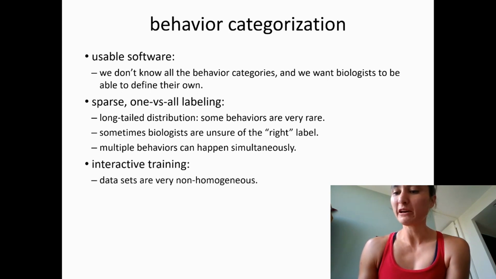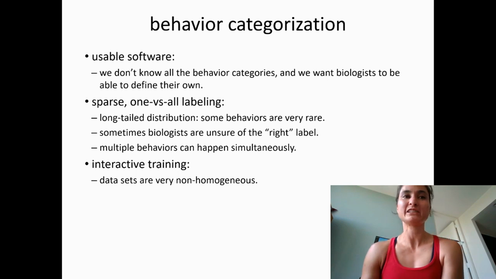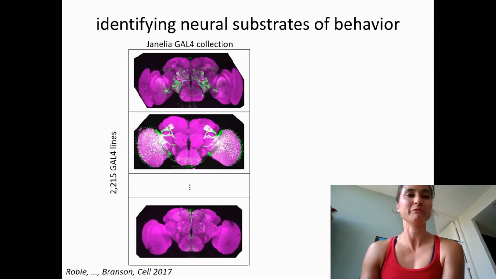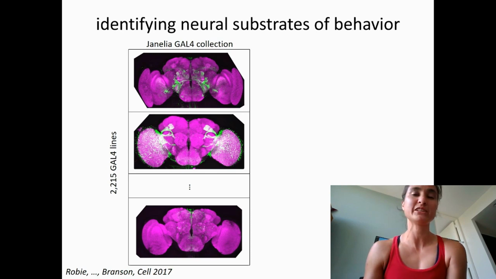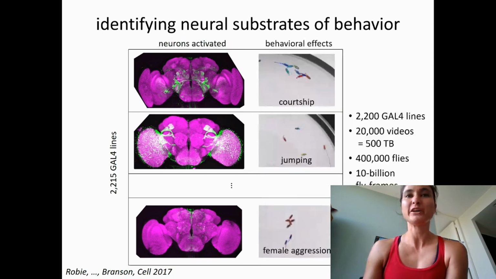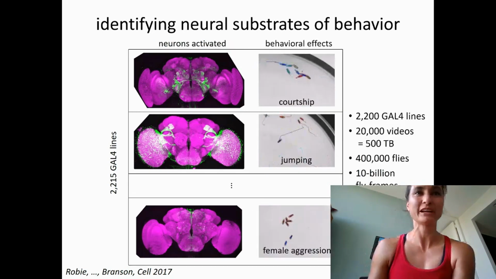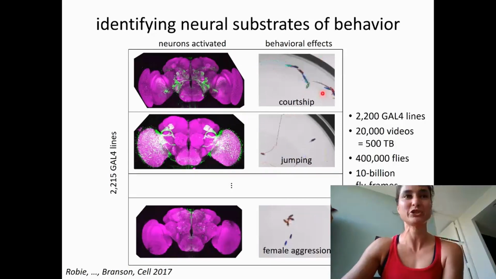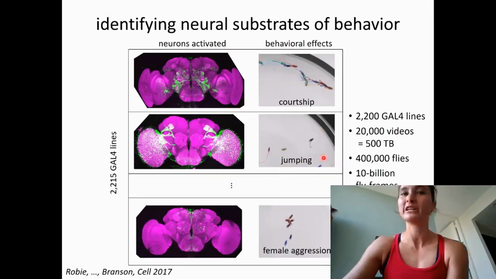The other thing that we found was really important was to make the training interactive. And this is because the data sets that are important in biology are incredibly non-homogeneous. Just to give you an example, one of the experiments that we had in mind when we were developing JAABA was this neural activation screen that we were performing, where we created 2,200 different genotypes of flies. Each of these different genotypes allowed us to manipulate the neural activity in a different sparse subset of neurons. And this produced wildly different behavior phenotypes. So for instance, activating these neurons shown in the top here produced a lot of courtship. These ones in the middle here produced a lot of jumping.